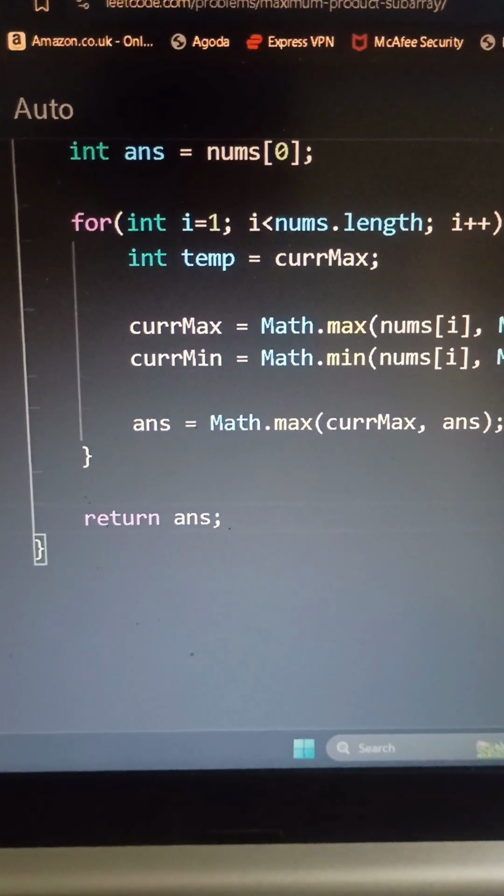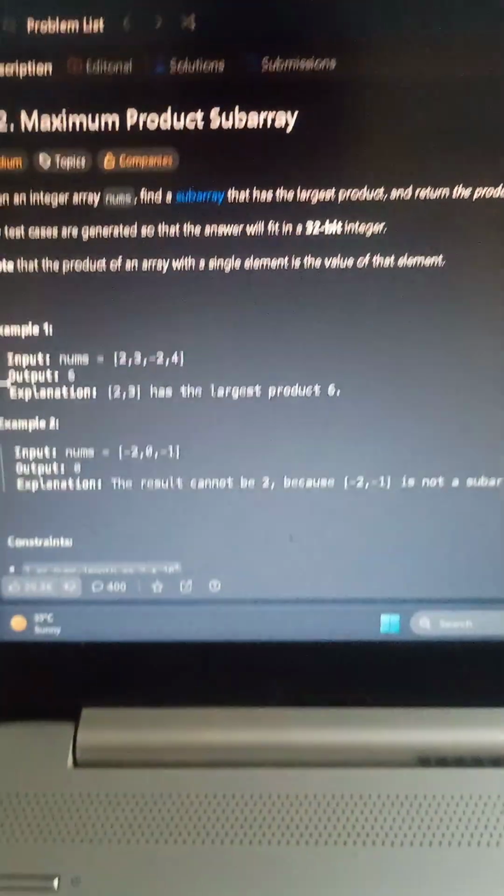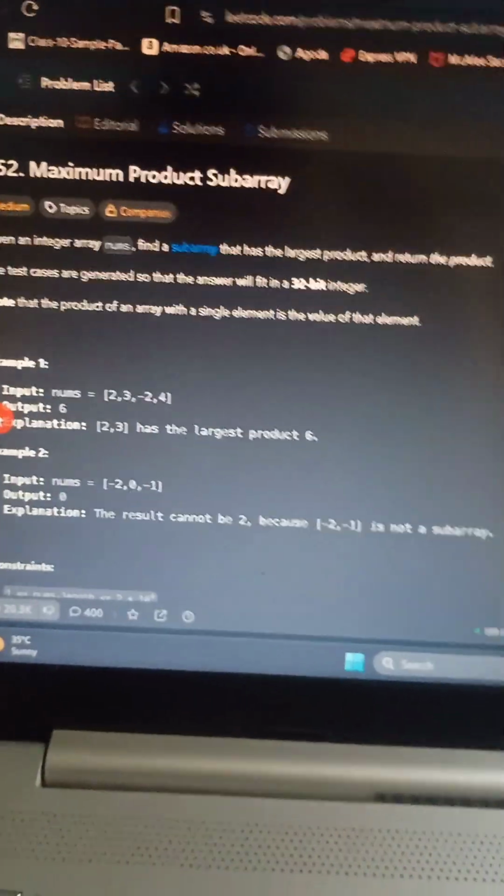So this is all about today, and this is a really easy type of question. I hope you understand this question, and this is for today.